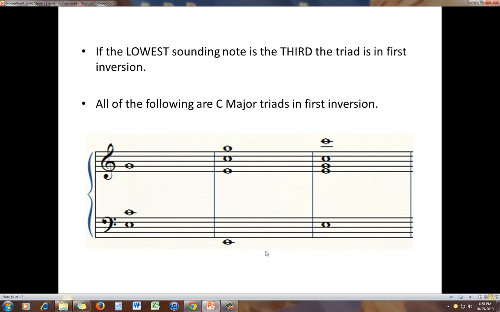As with root position triads, as long as the lowest sounding note, as long as the bass note is the third, the triad is said to be in first inversion. And in these examples, they're all C major triads. The lowest note is an E, an E, an E. It doesn't matter what's going on above here. It can be all craziness and lots of doublings. As long as this lowest note is the third of the triad, this is a first inversion triad.